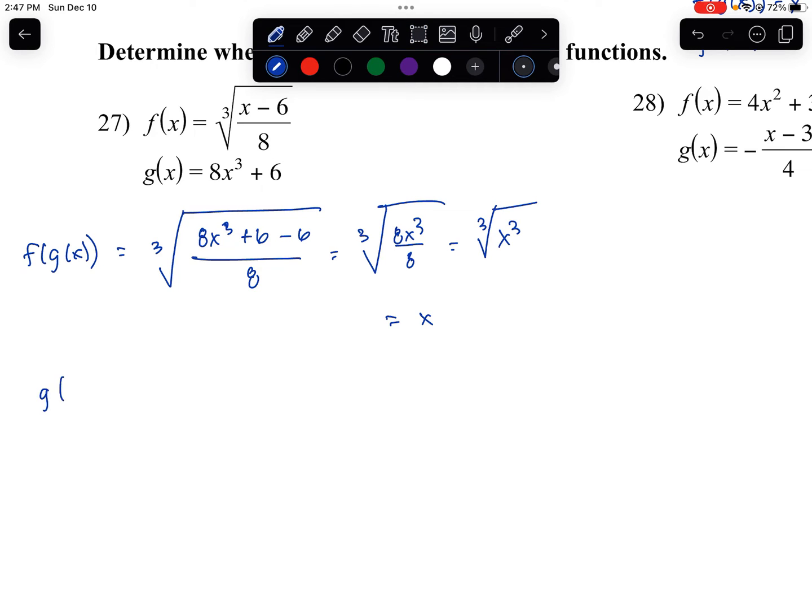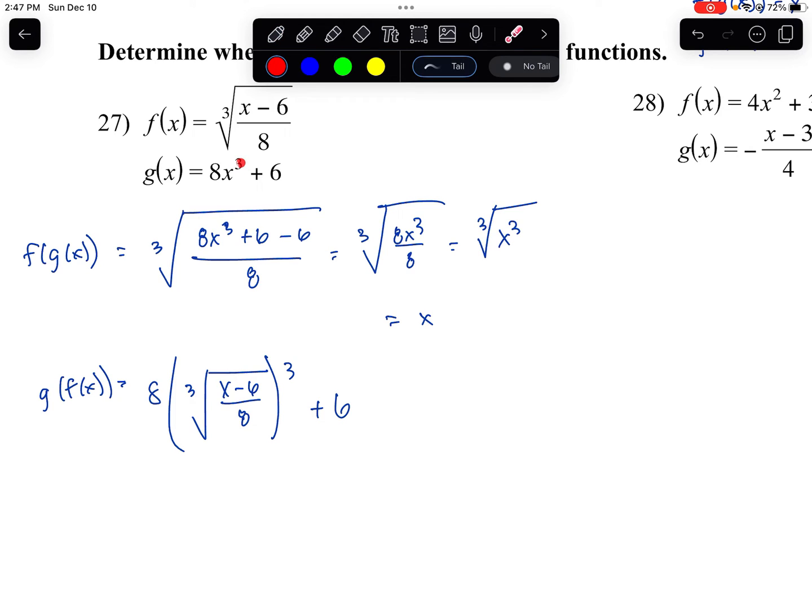So we'll do g of f of x. So that means this part right here is going to go right here. So I'm going to have 8 parentheses cube root of x minus 6 over 8, all that cubed plus 6. So again, you still have the cubed right here, the 8 right here, the plus 6 outside. X has now been changed to be f of x. Okay, and then you're going to see if it can simplify.